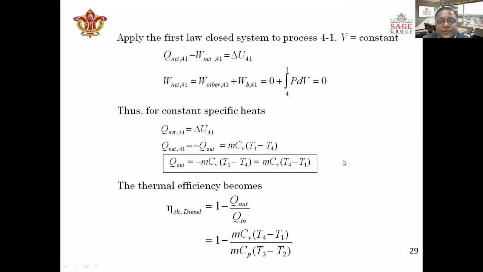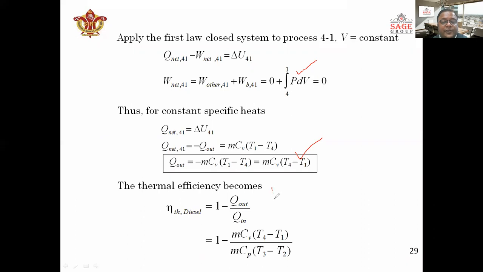Apply the first law of the closed system to process 4 to 1, where the volume remains constant. So if the volume remains constant for the 4 to 1 process, the formula becomes MCV (T4 minus T1). This is the formula of the constant specific heat, and in the 4 to 1 process the heat rejection takes place at constant volume, and the formula is MCV (T4 minus T1). So this is the work done formula of process 4 to 1, PdV is equal to 0. That's why the formula comes MCV (T4 minus T1).